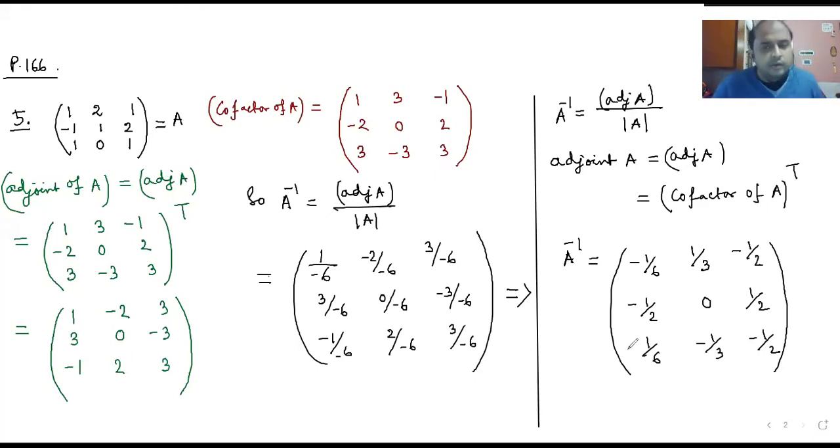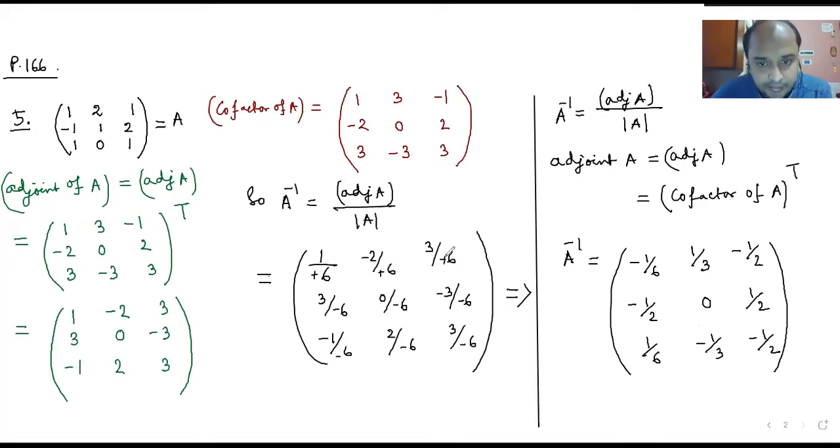So that is your A inverse. What was the value of the determinant? I think it is -6 or +6. I forgot. Can anybody say? Was it 6 or -6? +6 is the correct answer. So these signs will be plus then.